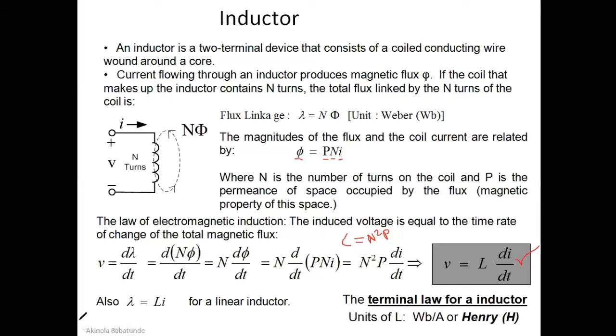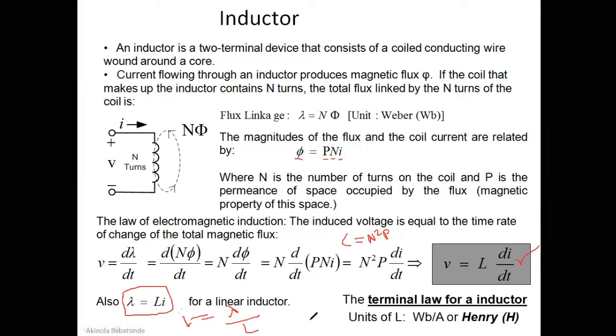Also, an important expression to note is that our lambda is equal to Li. This is very important. So you can sometimes say our current I is equal to lambda over the inductance. In many cases, whenever we want to find the current I, you can say it is equal to lambda over inductance. Okay, so that is why this formula is also very important. So lambda equal to Li for a linear inductor. So keep this expression somewhere.